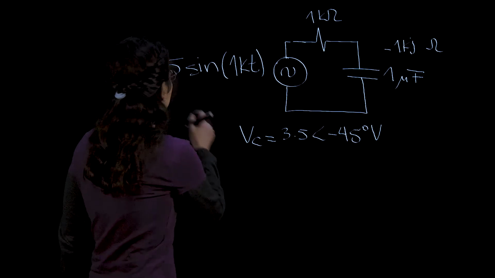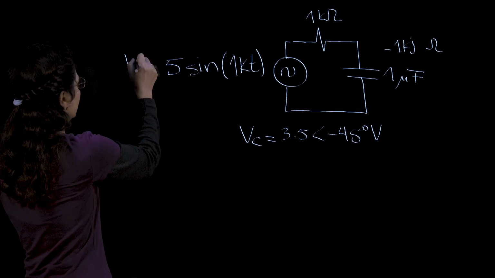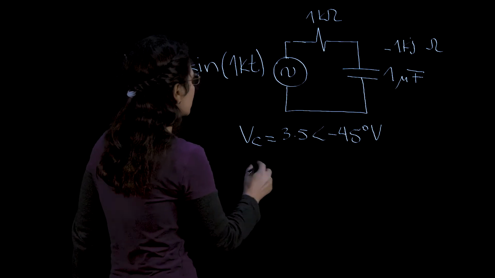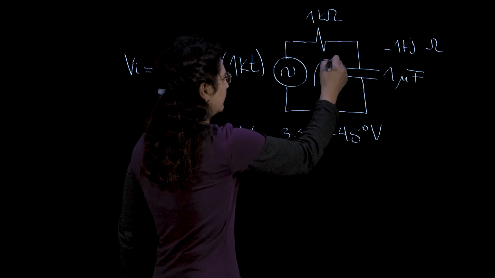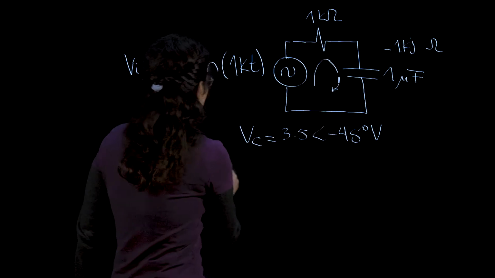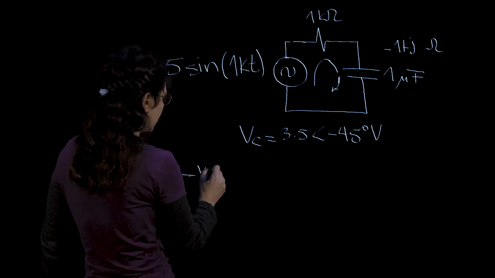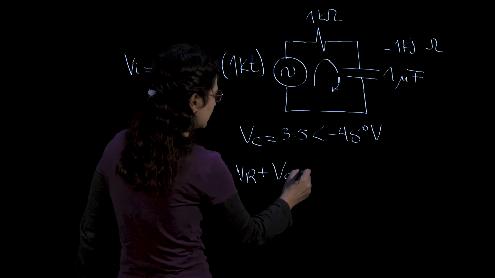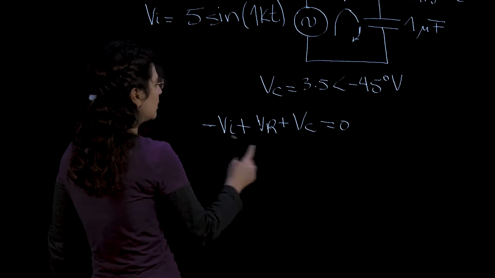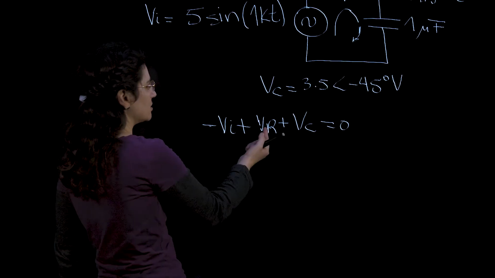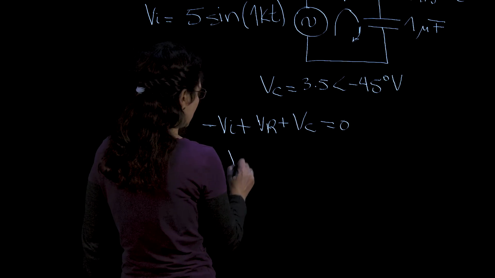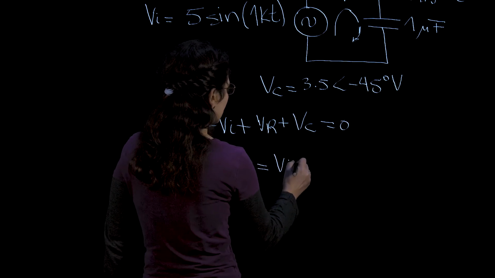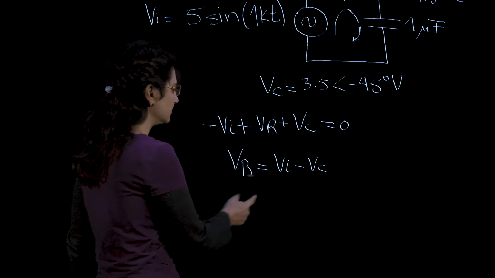That means, in this case, if we have that our input voltage is this, then the mesh equation would be minus input voltage plus voltage in the resistor plus voltage in the capacitor equals 0. Since we know the input voltage and the voltage in the capacitor, we can calculate the voltage in the resistor, which would be: voltage in the resistor is equal to input voltage minus the voltage in the capacitor.